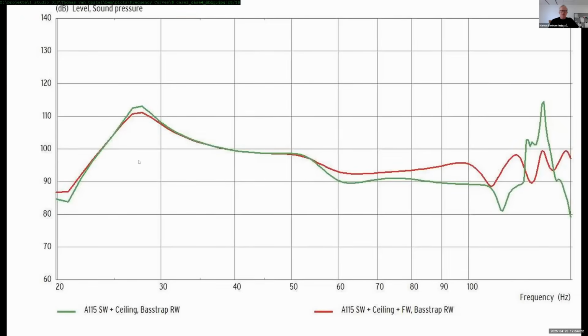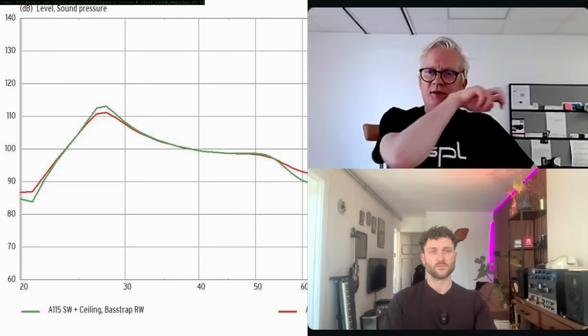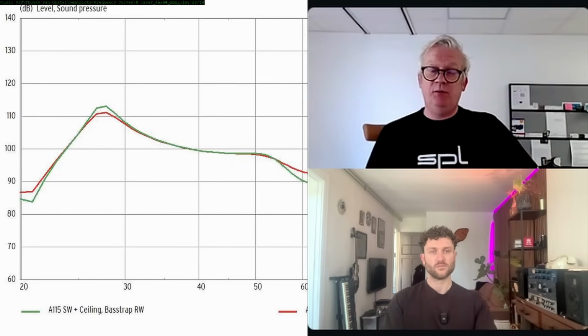The green line is rear wall, sideboards, and ceiling. And the red line is the same plus front wall. And there is a difference. It's not a huge difference. Again, don't take this too much into account. If we cannot place the speakers to the front wall, then the difference will be bigger.